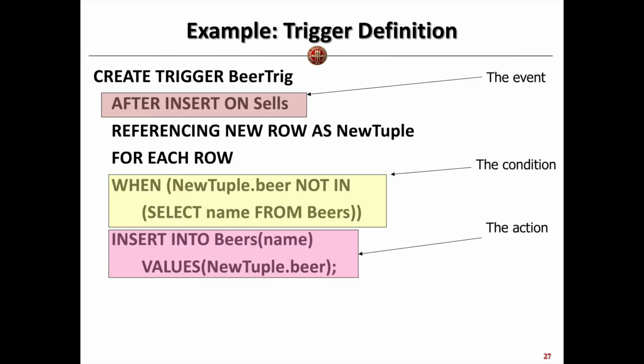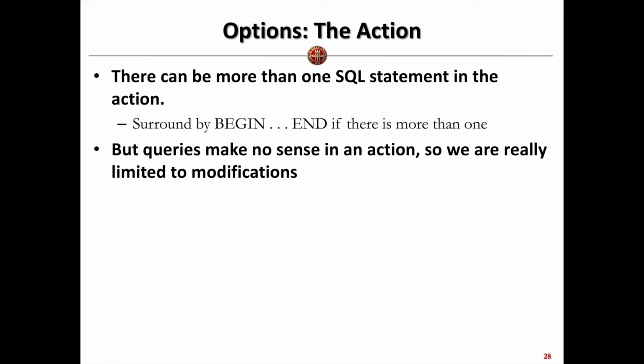This is a condition, and the last part will be the action. In this trigger definition, the action we're using here is to insert into the beers table, right? And we will provide the specific attribute we're inserting because we only have the beer names. We insert into beers the name with the value of this new tuple dot beer, right? This is the action we can write here, and this action can be changed to any other SQL statement as well. If we have more than one SQL statement in action, we can surround them with begin and end.